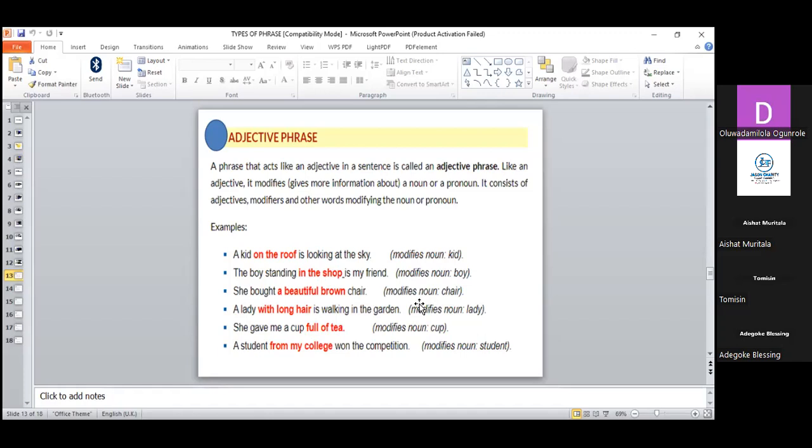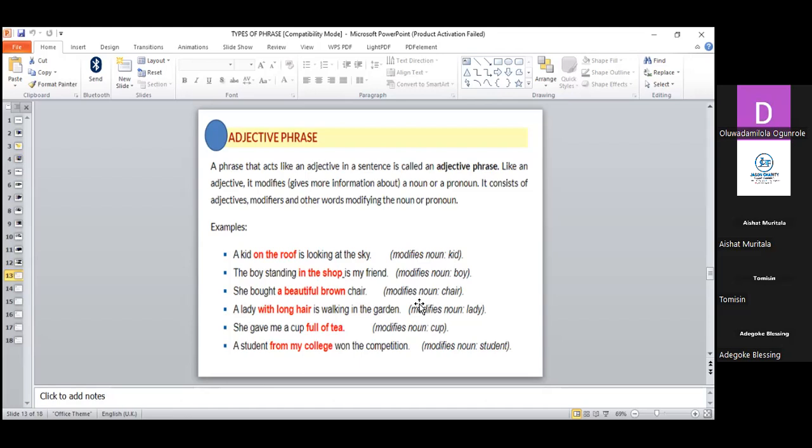Now, the third one, so that it won't seem like it is only at the subject position that we can use the adjectival phrase. We can also use the adjectival phrase at the object position, in as much as you know that a noun or a pronoun can be used as the subject of a sentence and can also be used as the object of a sentence.